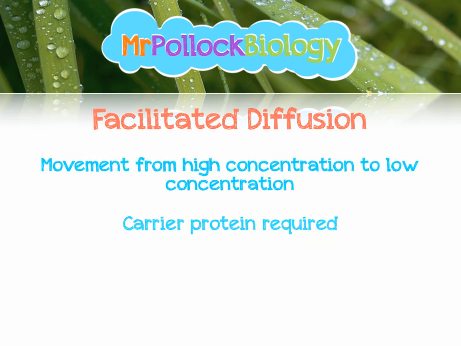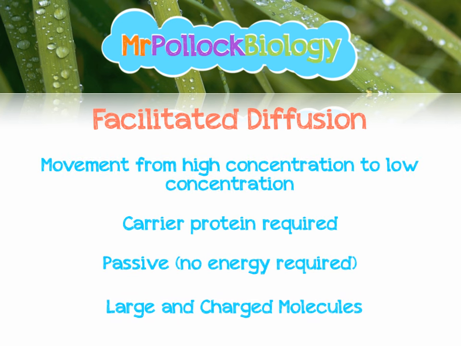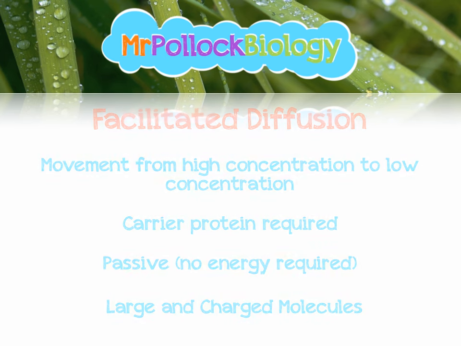So some key features here. Again, high concentration to low concentration. This time we need a carrier protein, and no energy required. This is used to transport large molecules, like glucose, or charged molecules, like ions, across the cell membrane. Finally, we're going to look at active transport.